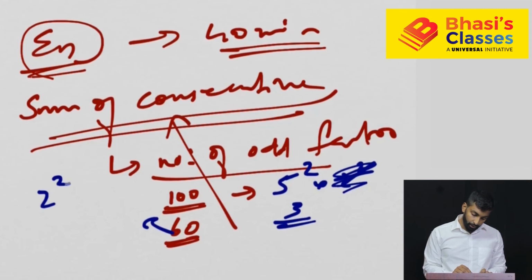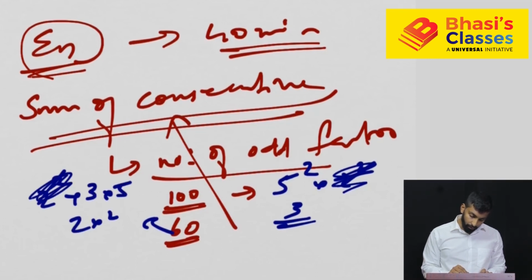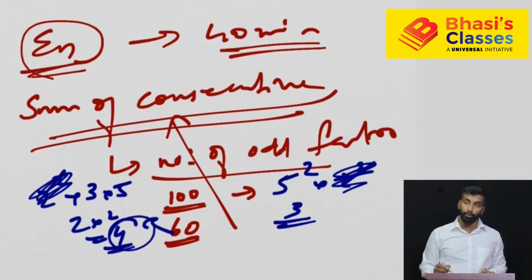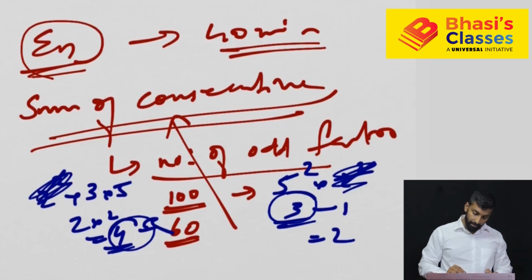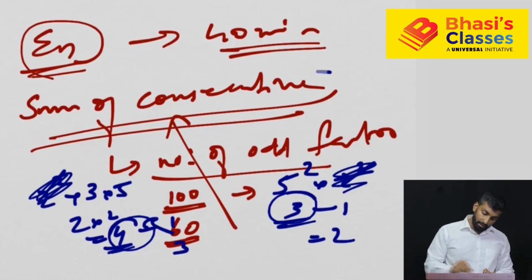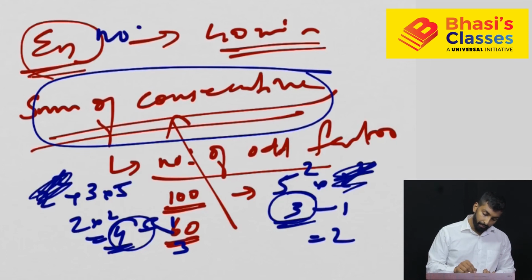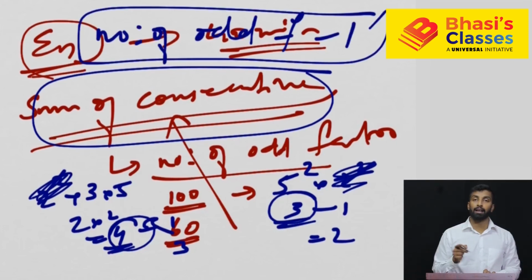60 is 2 square into 3 into 5. How many odd factors are there? You avoid 2. 2 into 2 is equal to 4. So 60 has 4 odd factors, and 100 has 3. Out of that, 100 itself is 1 way, so subtract it. You get 2. For 60, you subtract it, you get 3. So actually the number of ways you can write a number as a sum of consecutive natural numbers is the number of odd factors minus 1.